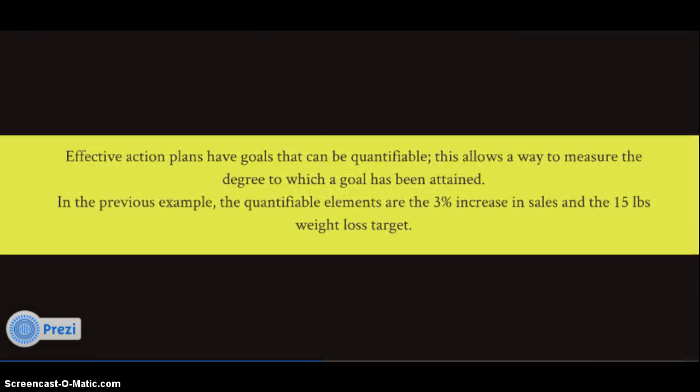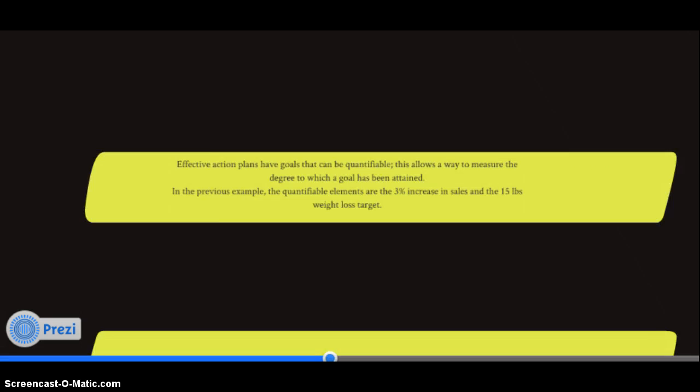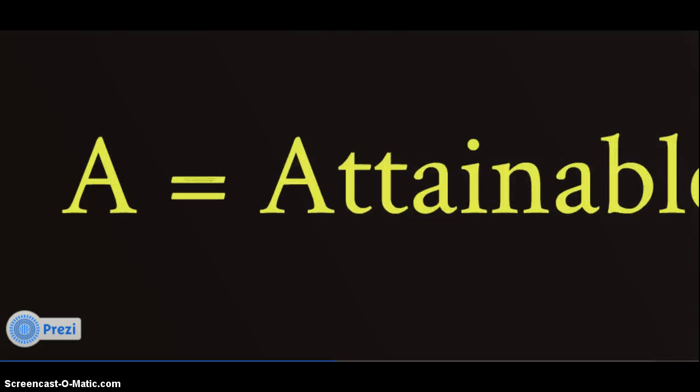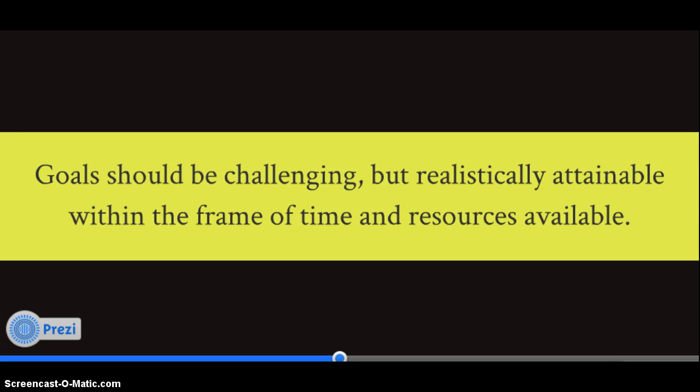Effective action plans have goals that can be quantifiable. This allows a way to measure the degree to which a goal has been attained. In the previous example, the quantifiable elements are the 3% increase in sales and the 15 pounds weight loss target. Goals should be challenging but realistically attainable within the frame of time and resources available.